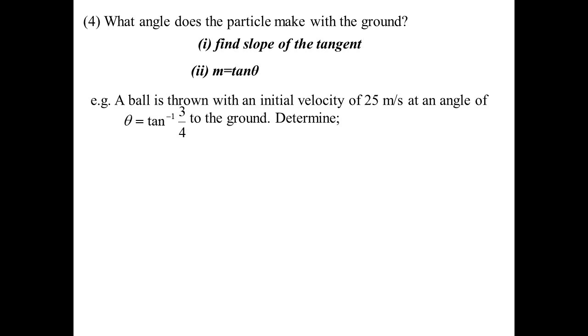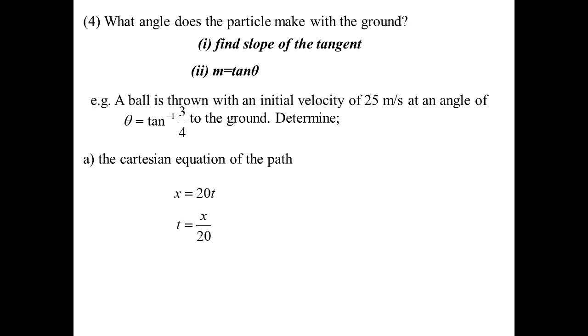What angle does the particle make with the ground? Well, now we're going to find the slope of the tangent. You'll recall that the velocity vector at any particular point is a tangent to the curve. So if we find the slope of that tangent, and then we just use the basic idea that slope is tan theta. Let's look at our example from yesterday. The ball's thrown with initial velocity 25, and the angle was the inverse tan of 3/4. So now, let's find the Cartesian equation of our one from yesterday.